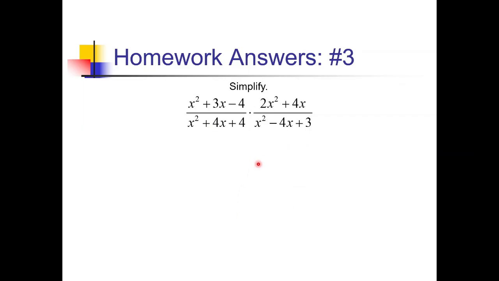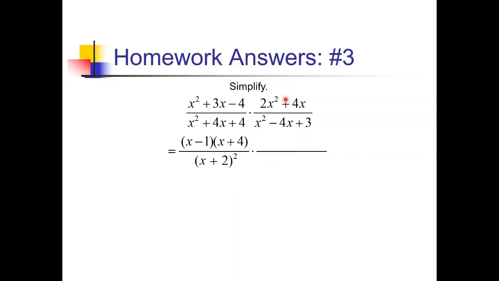For this problem, let's go ahead and factor everything we can and then cancel out common factors. In the upper left, I need two things that multiply to negative 4 and add up to 3. That would be 1 and 4 if we have negative 1 and positive 4. In the lower left, things that multiply to 4 and add up to 4, well, that would just be positive 2 and positive 2. So I can write x plus 2 quantities squared.